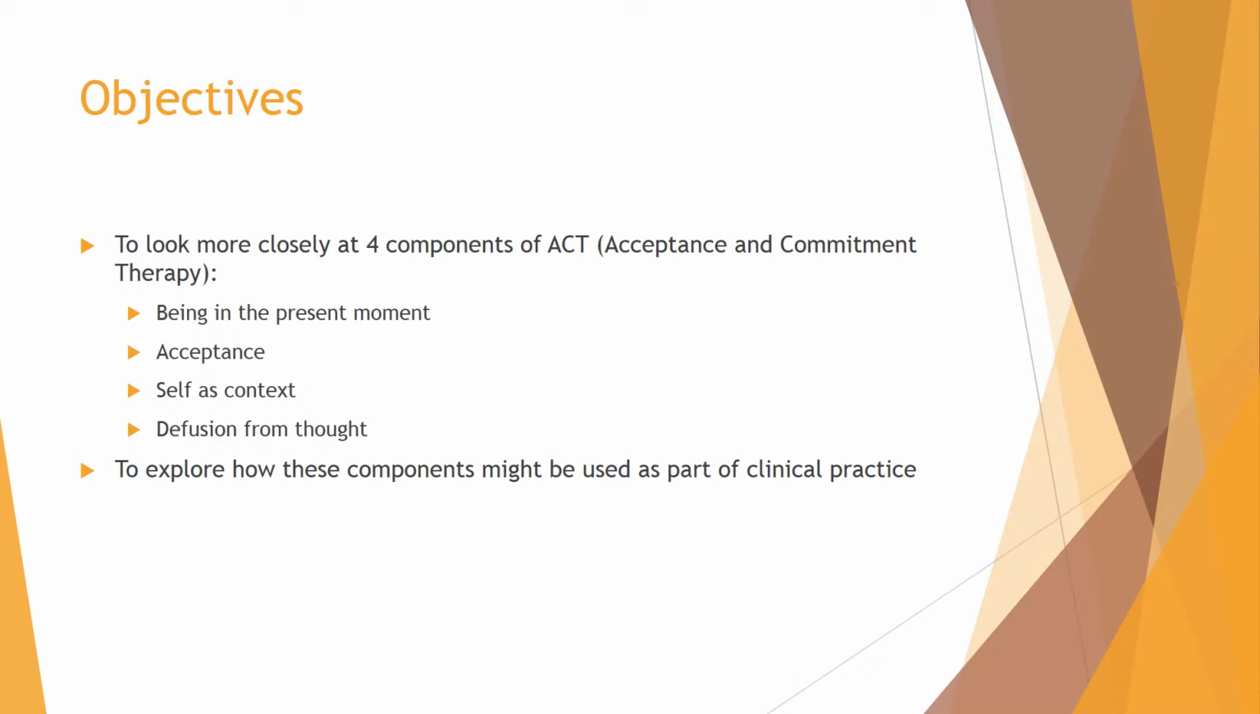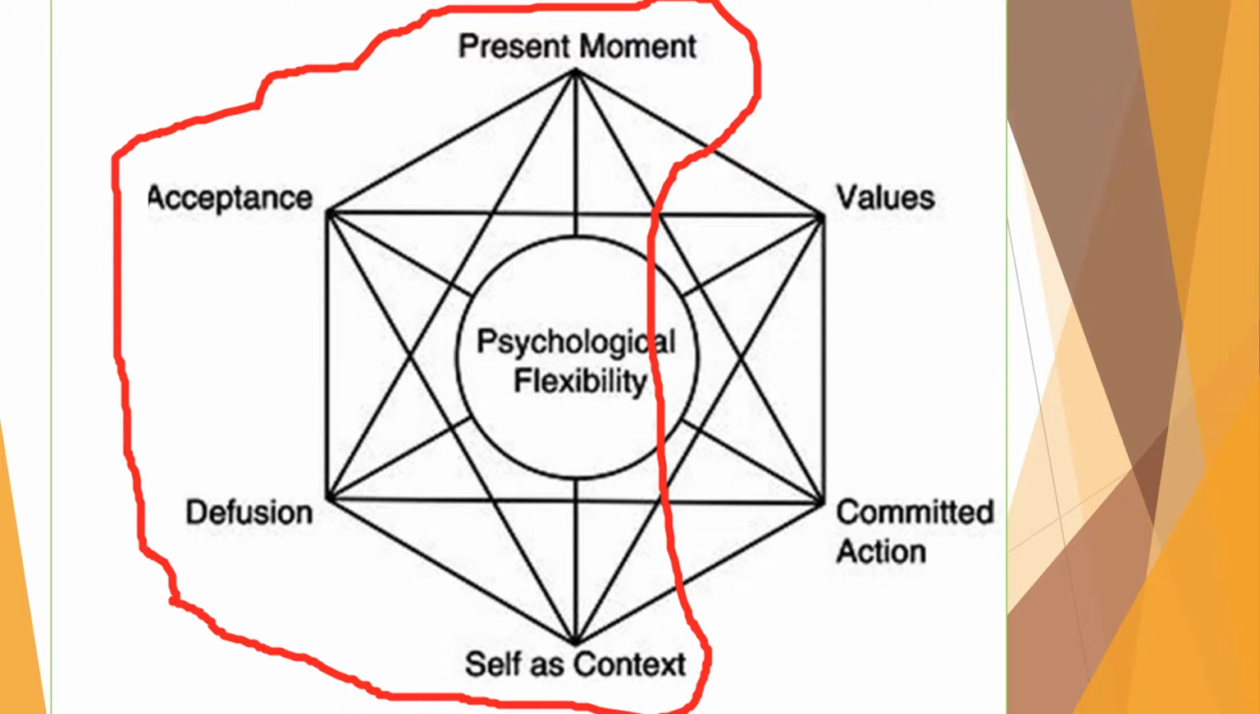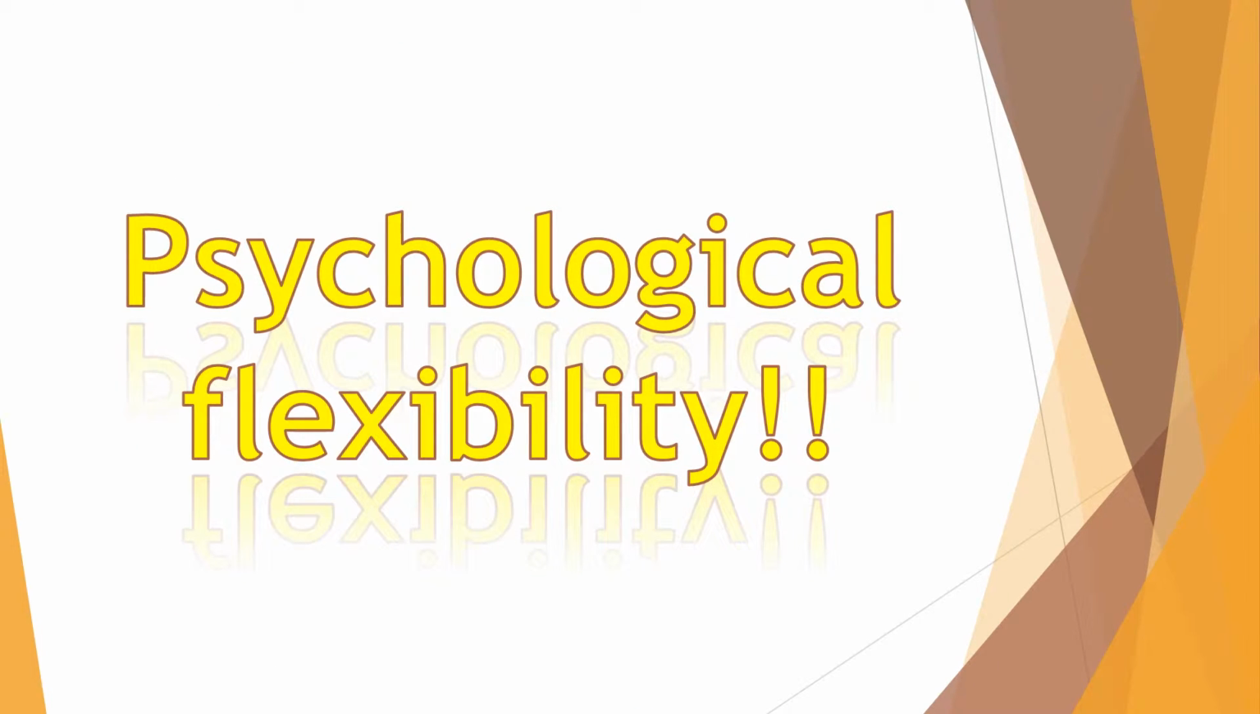So, as we can see, the Hexaflex, the 6-part model, is made up of those 6 components. And as I say, today we're going to be looking at 4 of those. But the key thing to remember is that the ultimate aim of ACT is psychological flexibility. What is the purpose of psychological flexibility? Well, the idea is that we should be aiming to have as many options and choices in how we respond to thoughts or situations as possible.